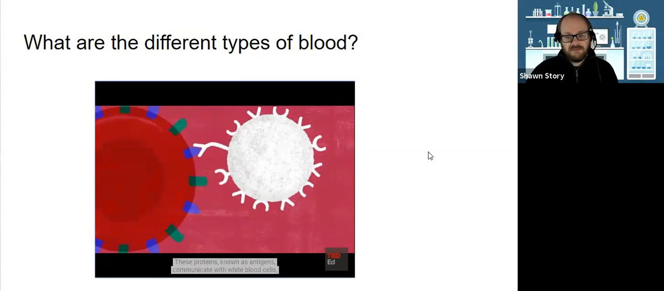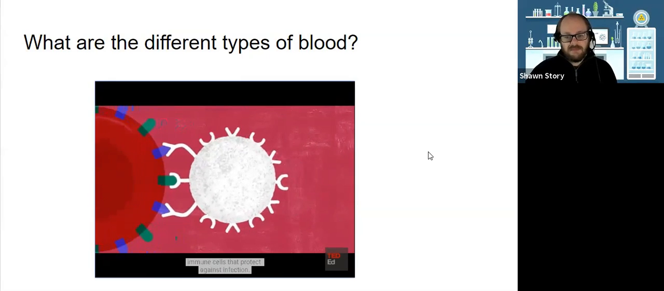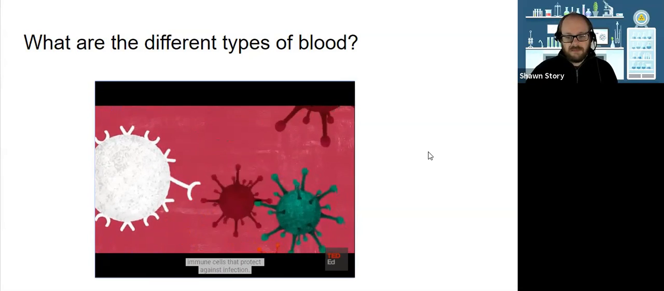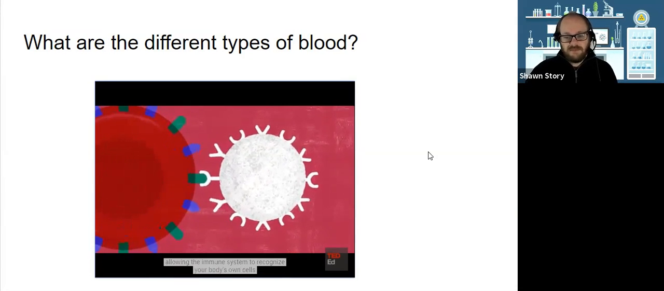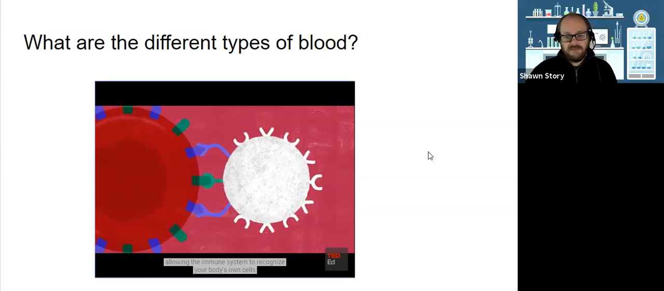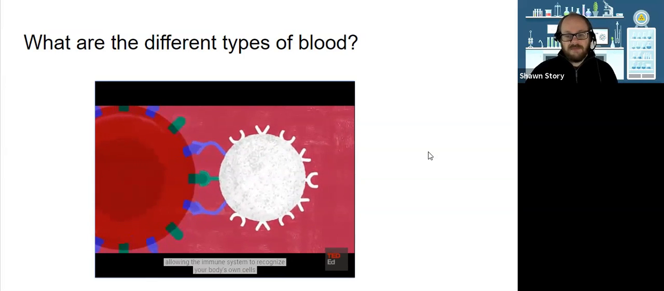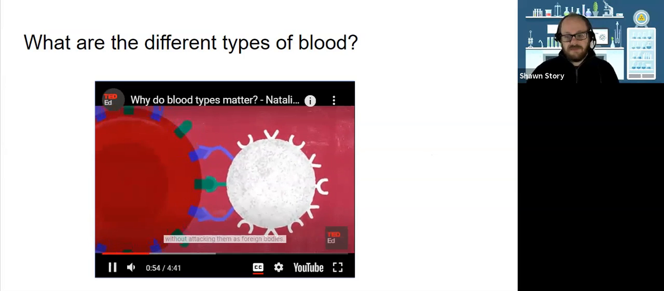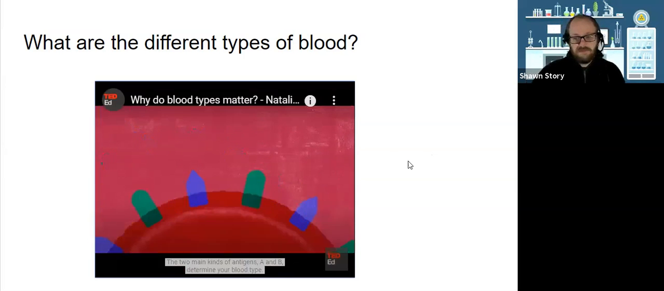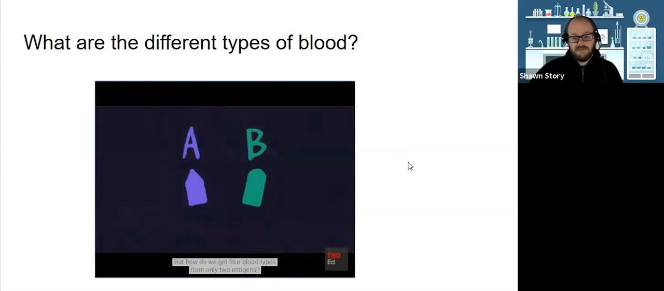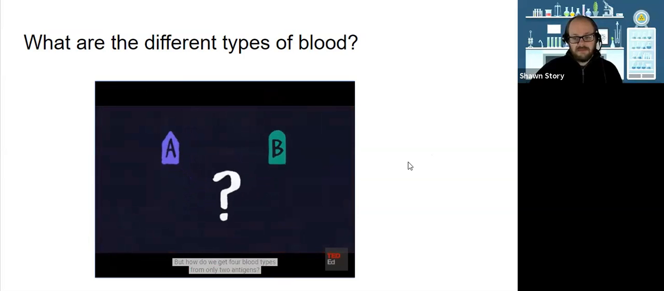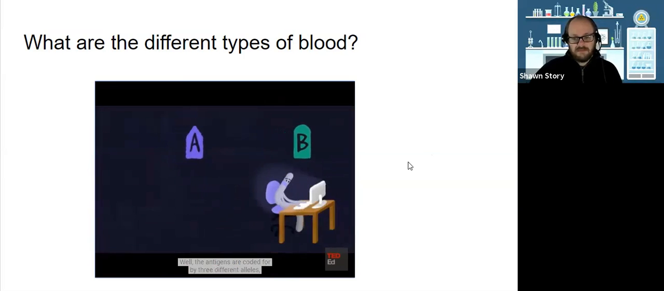These proteins, known as antigens, communicate with white blood cells, immune cells that protect against infection. Antigens serve as identifying markers, allowing the immune system to recognize your body's own cells without attacking them as foreign bodies. The 2 main kinds of antigens, A and B, determine your blood type. But how do we get 4 blood types from only 2 antigens?